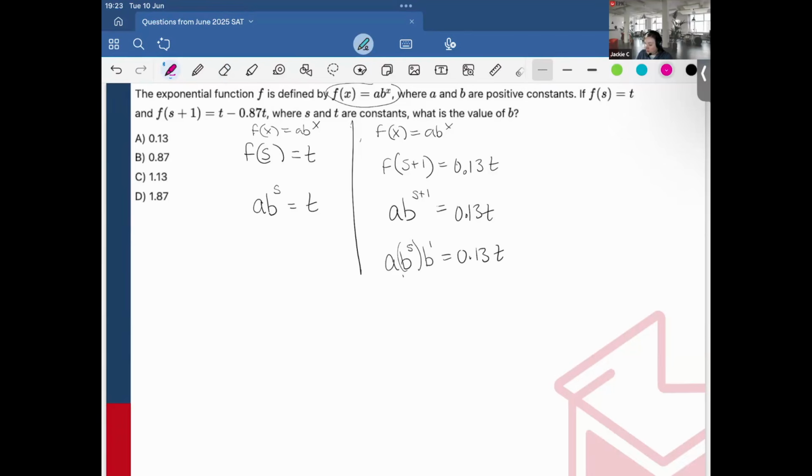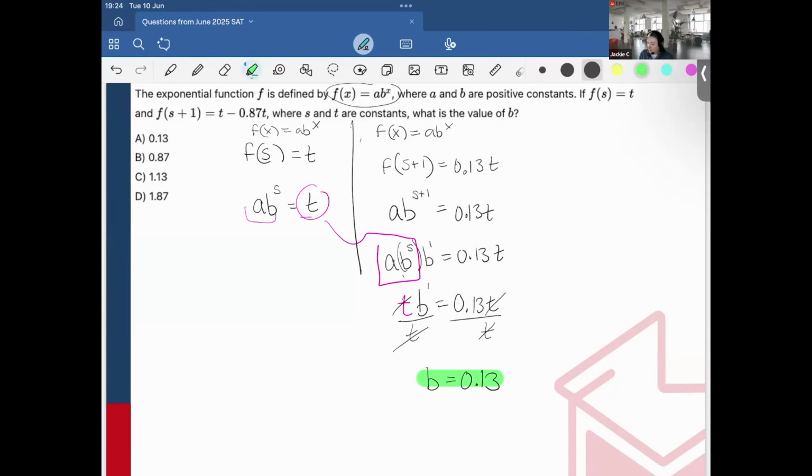And then, oh look, here I have that a b to the s is equal to t. So now I can substitute that in here. I substitute in the t, then I have t times b to the first power is equal to 0.13t. Then divide each side by t, cross out, cross out, and I get that b is equal to 0.13, which would be the correct answer, option A, because I'm asked for the value of b.